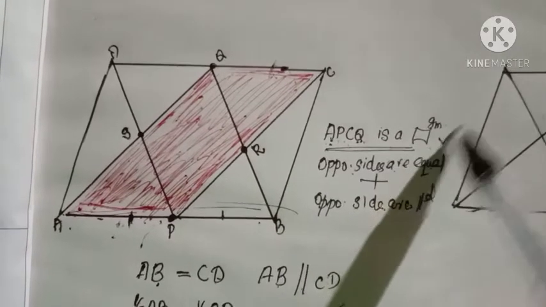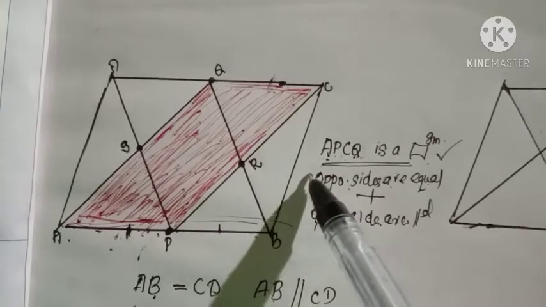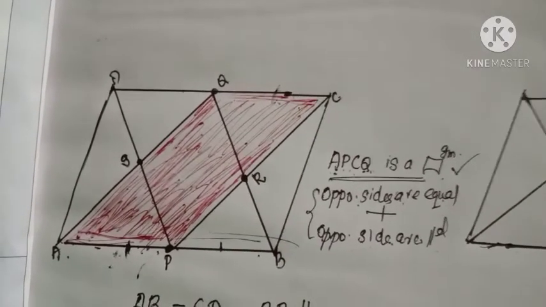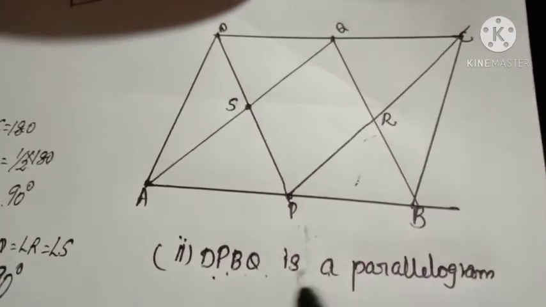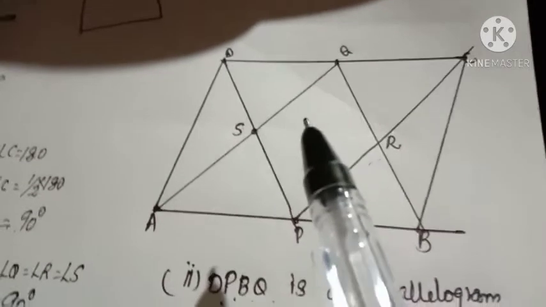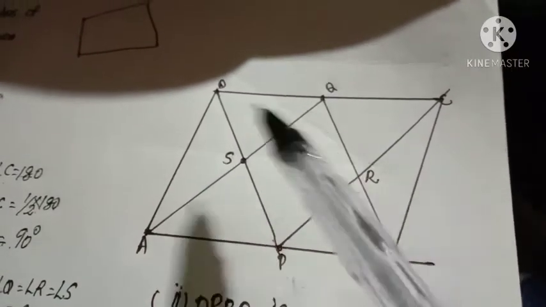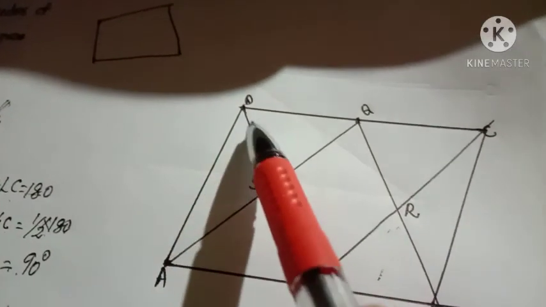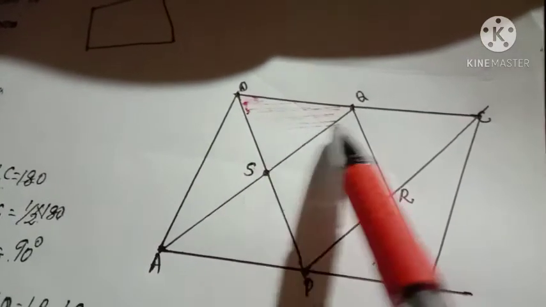So this is our first one. It's an easy one. Only apply these conditions. Now see the next one. The sub-question is to prove DPBQ is a parallelogram. So from the figure you have to identify DPBQ, this one. Okay, DPBQ, this is the required parallelogram we need to prove.